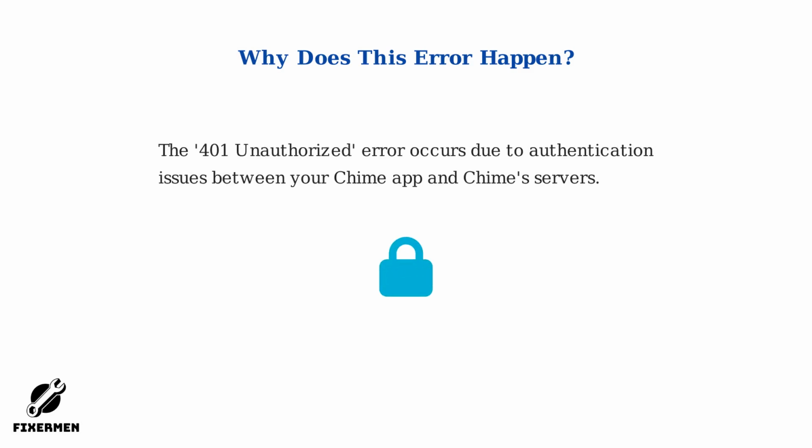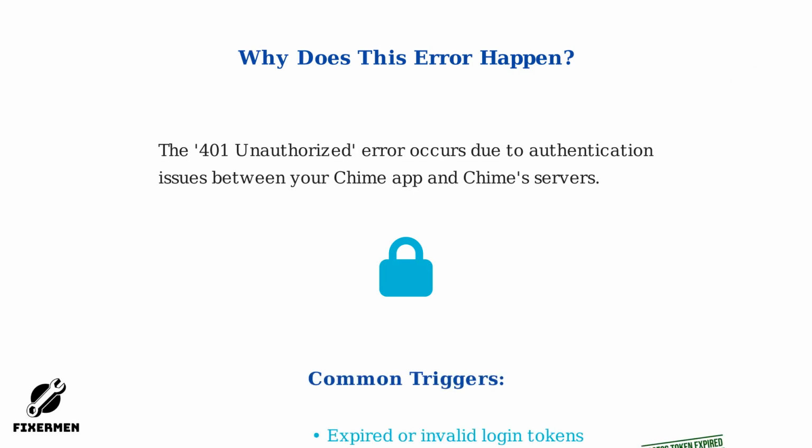The 401 unauthorized error arises from authentication issues between your Chime app and Chime's servers. Common triggers include expired or invalid login tokens, like temporary keys that prove you're you. App cache corruption, where old data interferes with the login process. Unstable internet connections that cause network disruptions during verification. Logging in from multiple devices at the same time, creating access conflicts.